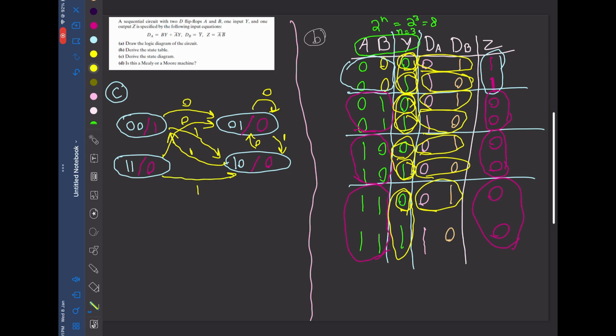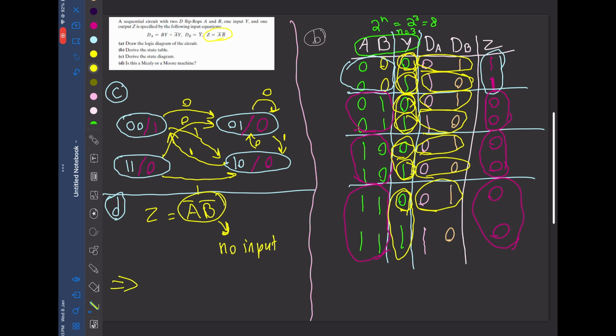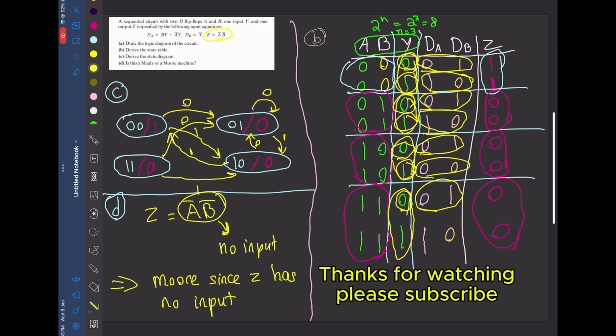Now followed up with number D. How do we determine whether it's a Mealy or a Moore? This is the trick. You just look at the output equation, and if it has input in the output equation, then it's a Mealy. Is that the case here? It isn't. No input. There isn't Y in this equation. Therefore, we put that it is a Moore, since Z has no input. The output has no input in the equation.